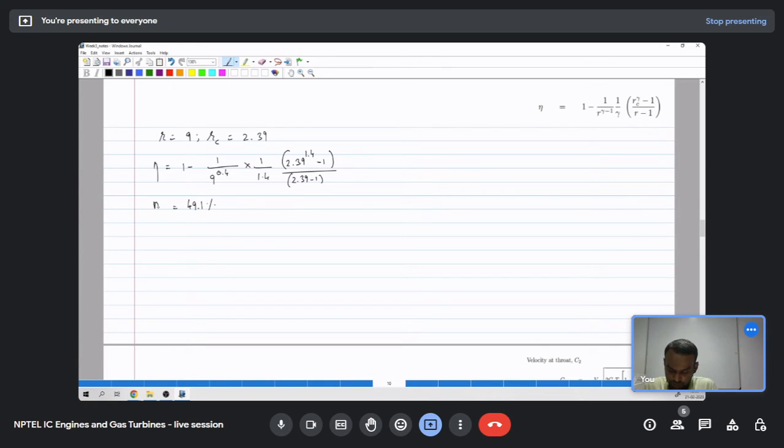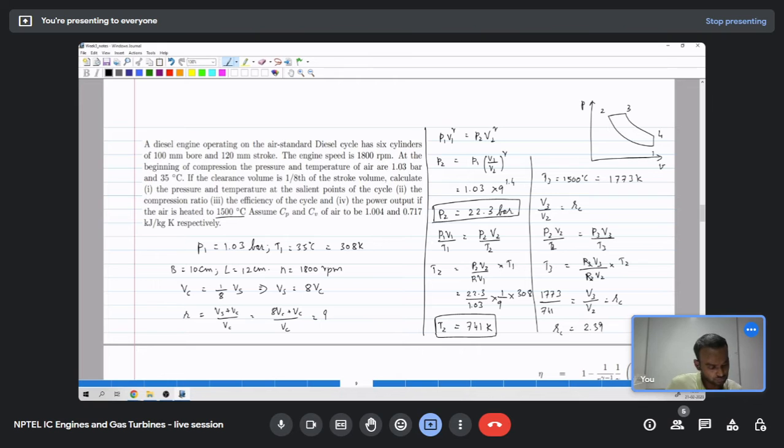This is 49.1% efficiency. So I've calculated the efficiency. Now I have to calculate the pressure and temperature at the fourth point. For this I have pressure and temperature known at the third point, and I also have the volume ratio.